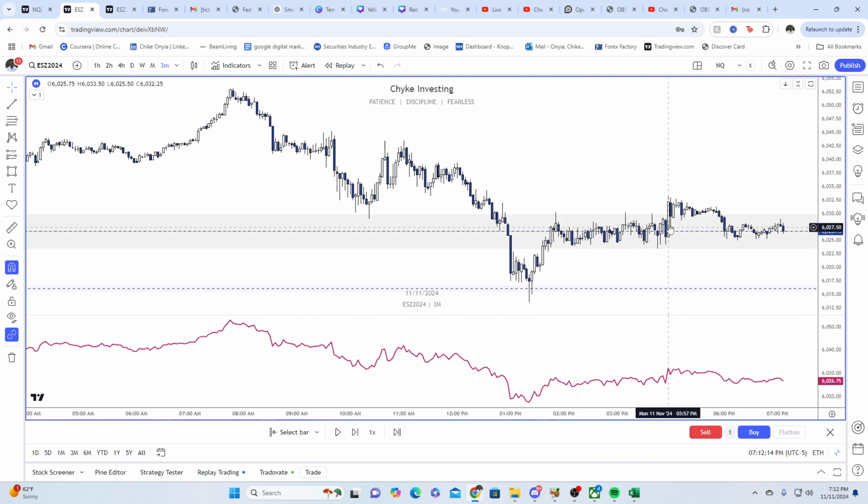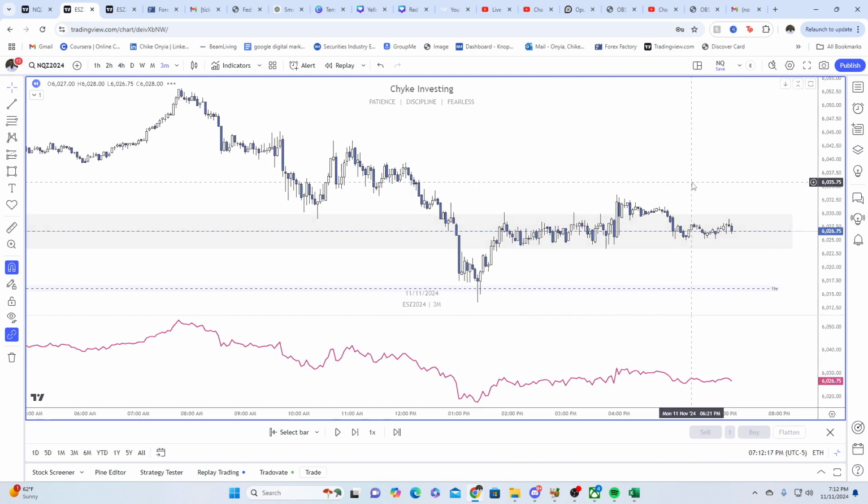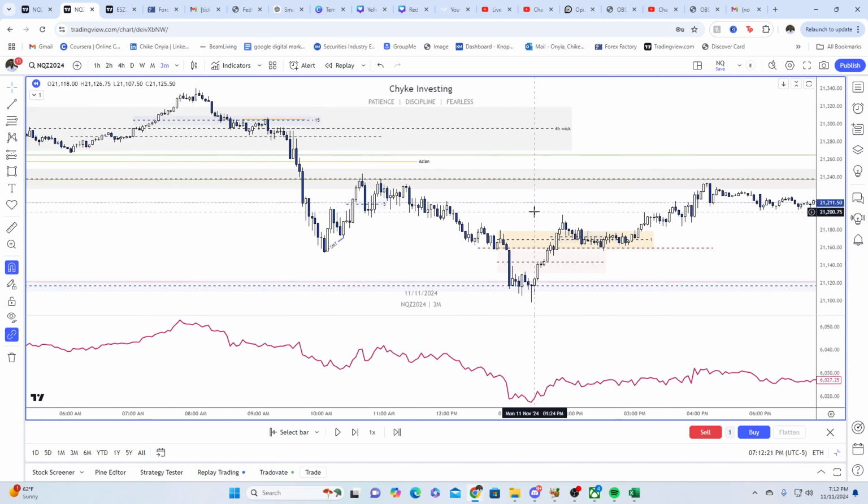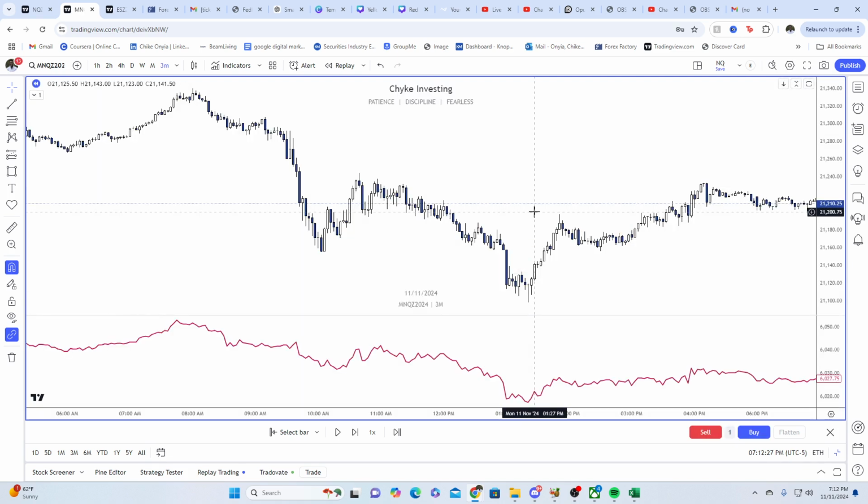But just notice how crappy that action was. Honestly, the better move was on NQ. So that's why I like to just focus on NQ, really not to try to take too many trades on ES. So that is a good thing for me to keep in mind going forward.